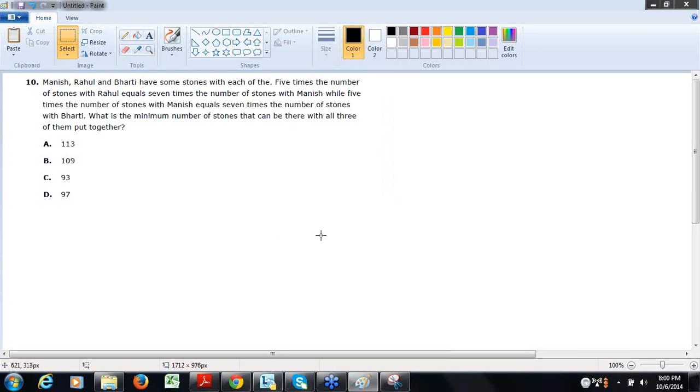So what does it say? Manish, Rahul, Bharti have some stones with each of them. 5 times the number of stones with Rahul equals 7 times the number with Manish, while 5 times the number of stones with Manish equals 7 times the number of stones with Bharti. So 5 times the number of stones with Rahul is equal to 7 times with Manish, and 5 times with Manish is equal to 7 times with Bharti.